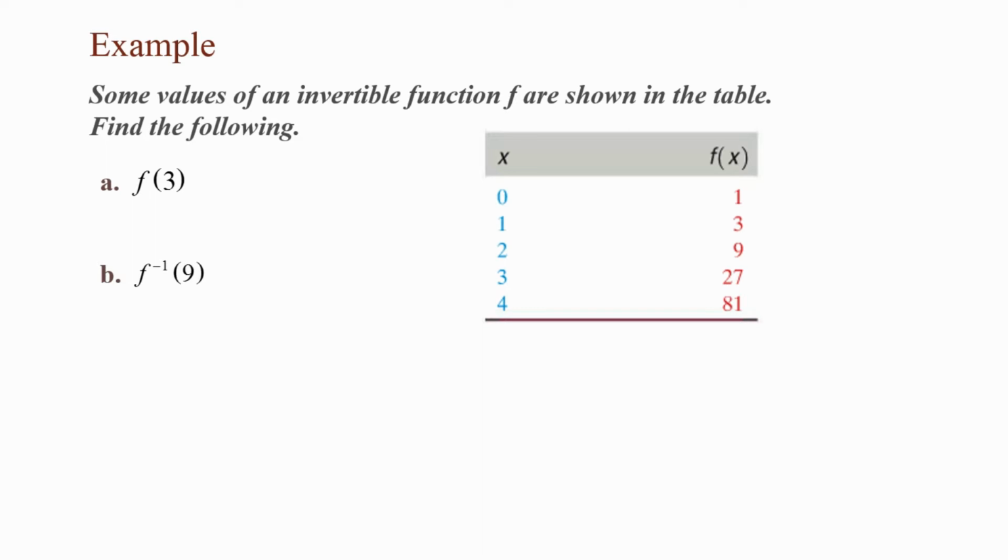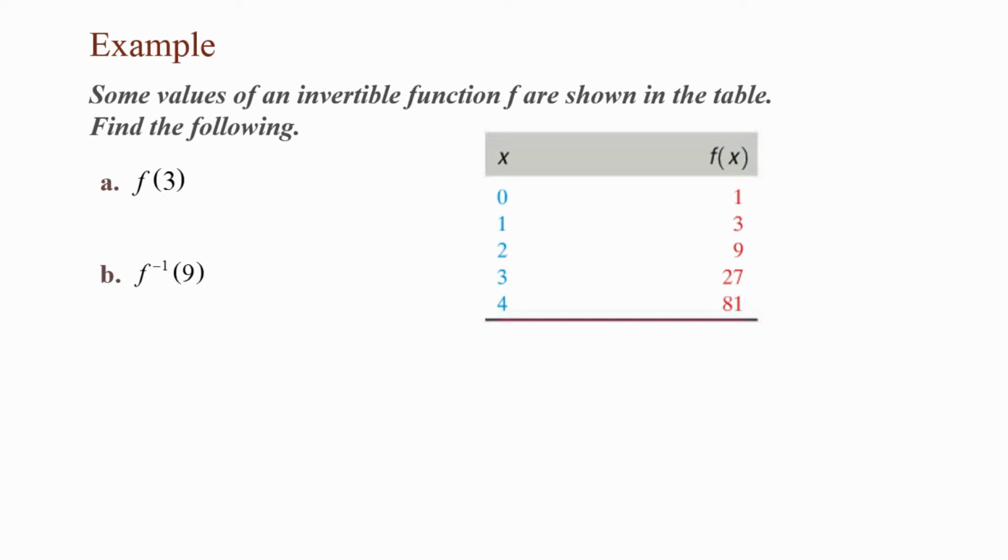In this example, some values of an invertible function f are shown in the table. Find the following. In our table, if x is 0, f of x is 1. If x is 1, f of x is 3. If x is 2, f of x is 9. If x is 3, f of x is 27. If x is 4, f of x is 81.